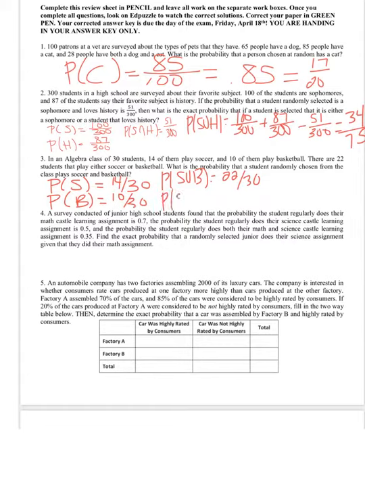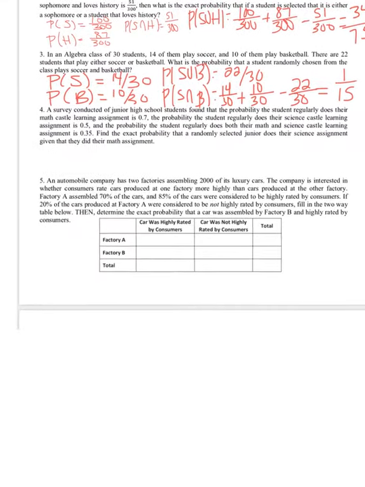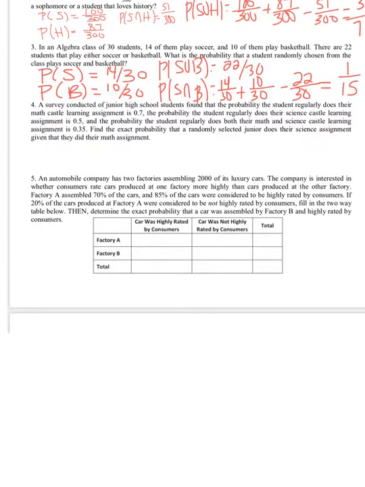Both soccer and basketball. I would do 14 out of 30 plus 10 out of 30 minus 22 out of 30, which gives me 2 out of 30 or 1 out of 15 for number 3. For number 4, high school juniors, probability that they regularly do their math class learning.